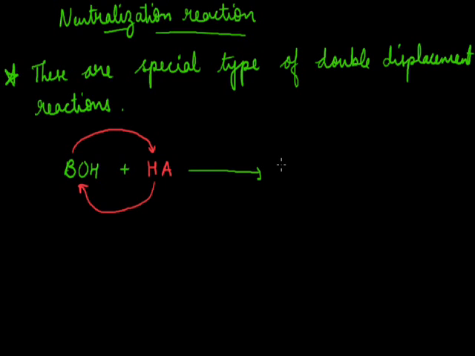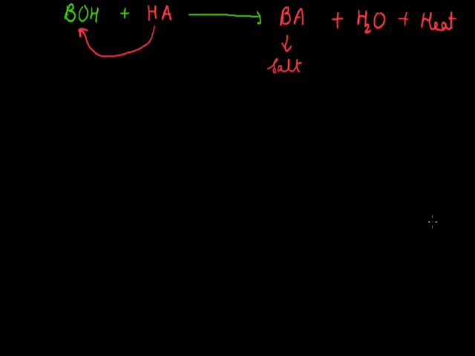So here we can say it will form BA plus H2O. Here BA is a salt, where the cation of the base and the anion of the acid form salt with the formation of water, and a large amount of heat is liberated. So this is the general representation of a neutralization reaction. Here we see that the radicals are exchanged. Either the cations are exchanged or the anions are exchanged. Now we'll see some examples of the neutralization reaction.